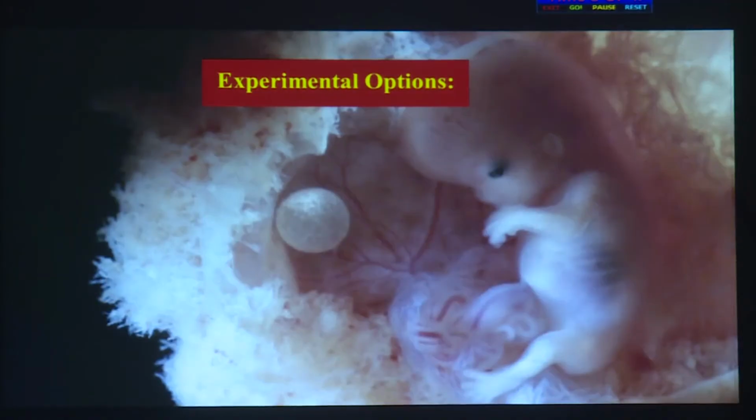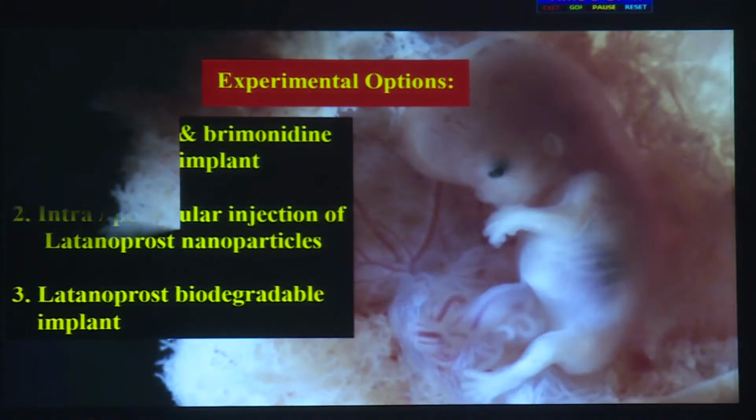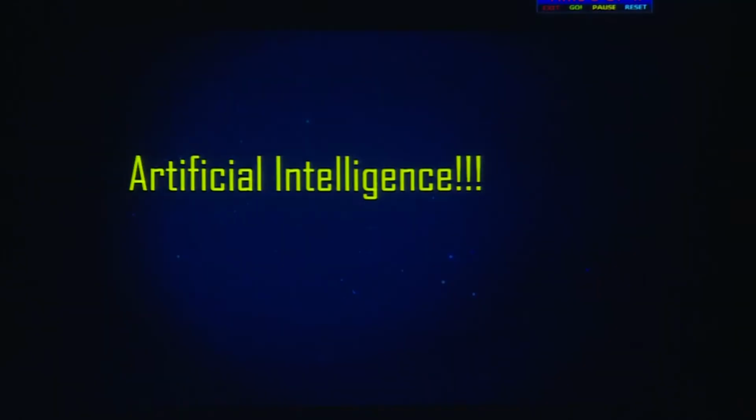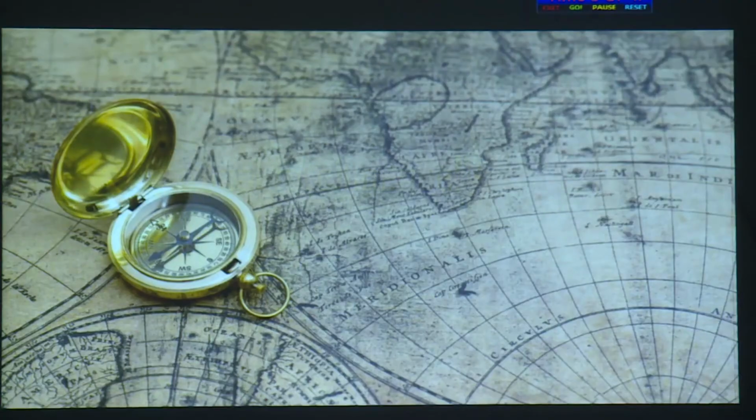So what are the experimental options that we have these days? As I said, various implants to be put into the supraciliary region, or nanoparticles or different delivery systems and injections, and biodegradable implants to be implanted subconjunctivally. But ma'am, I should not forget about artificial eyes, which are very important in diagnosis as well as monitoring of these patients. Thank you very much.